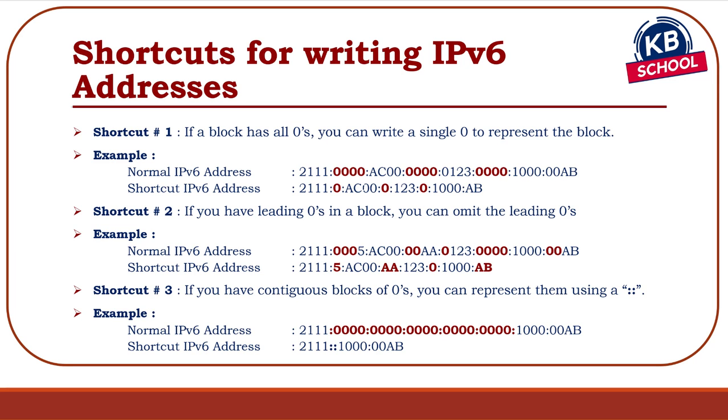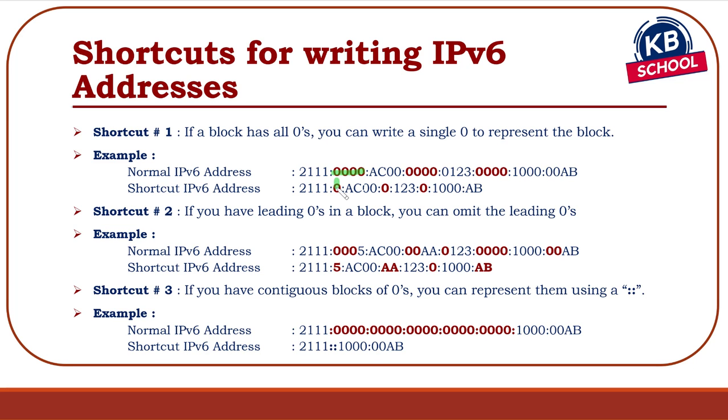Shortcuts for writing IPv6 addresses, some other examples for each one of them. If a block has all zeros, you can write it as a single 0. So if I have a normal IPv6 address like 2111, a whole bunch of, or an all 0 block, AC00, I cannot do anything with this. 0000, 0123, 0000, 1000, 0008. So first thing that I did over here, I eliminated what?